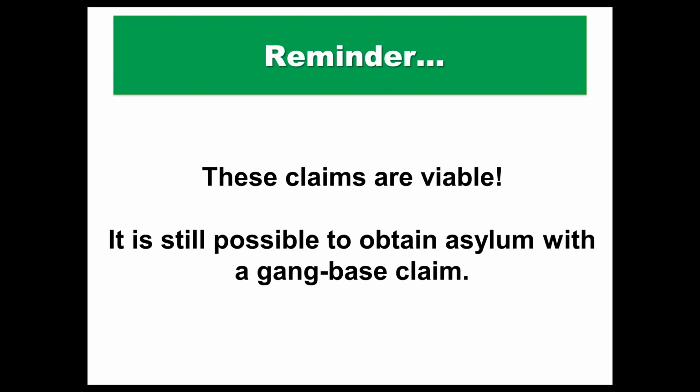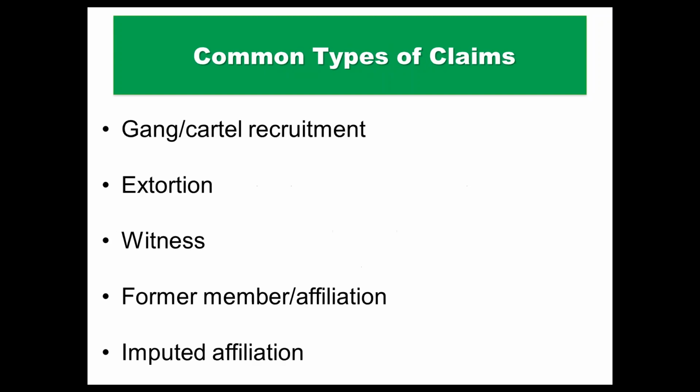So let's go on to the next slide and talk about some of the common types of claims that are related to gang or cartel connection or involvement. And I say this with a very big caveat that this is not to the exclusion of a gender-based claim. And certainly when you're approaching these cases, it's extremely important to vet for gender-based claims that might arise among a claim that initially presents itself as a forced recruitment claim or an extortion claim. There's oftentimes a gender component.